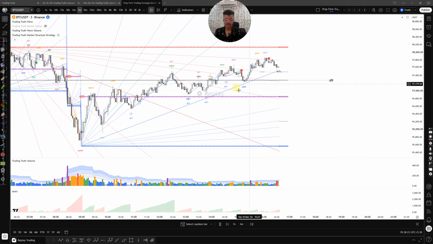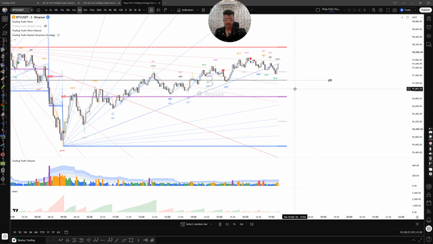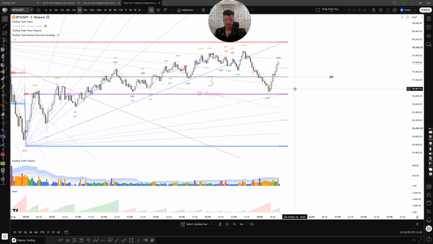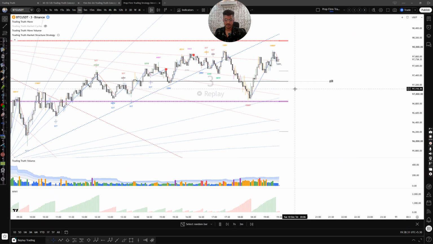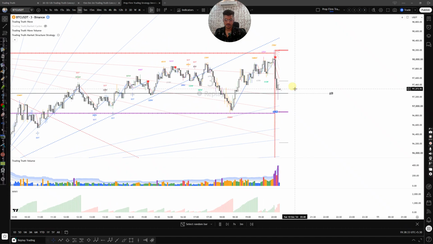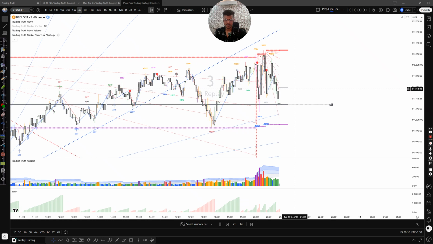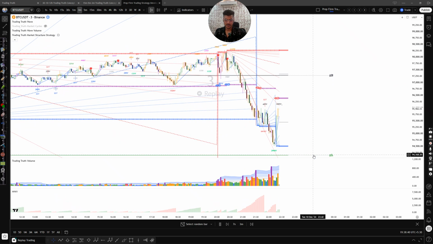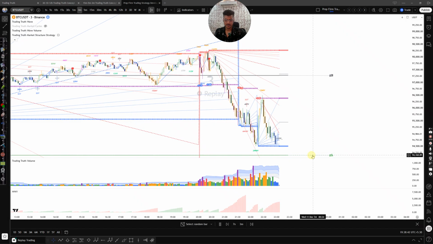Bearish divergence we got. We quickly overcame some short trades. Yeah.